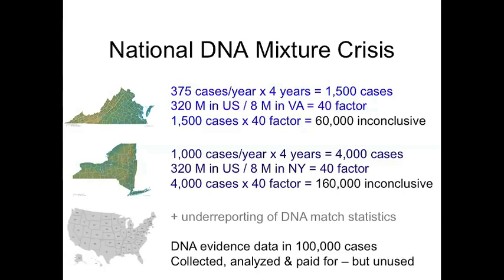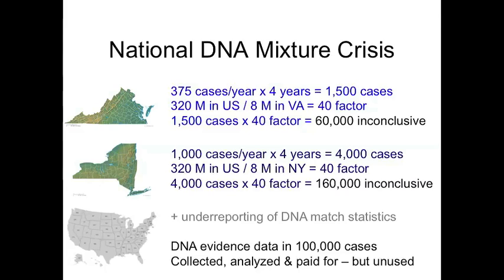And this area of New York, upstate New York, again has about 8 million people in it. So the country relative to that area is again about 40. Their estimate of 4,000 cases times a factor of 40 would be for the country maybe 160,000 inconclusive mixtures since the Swigdam rules.